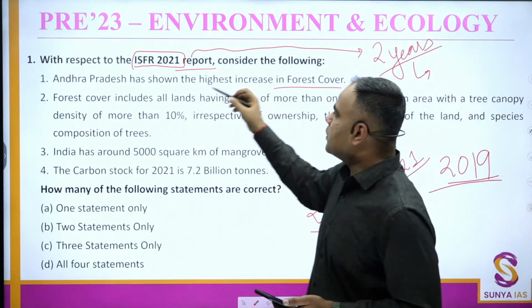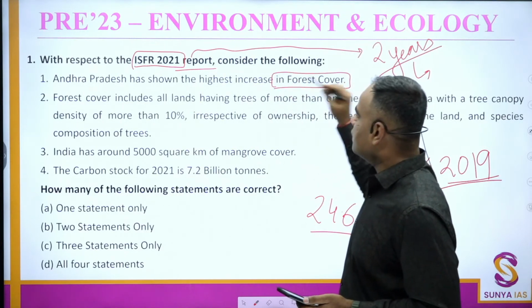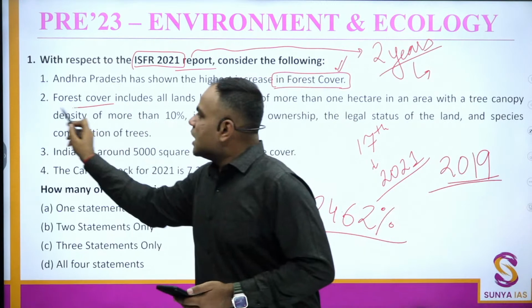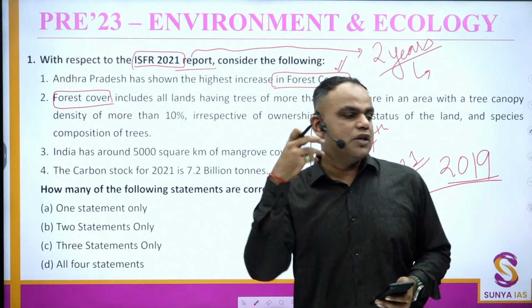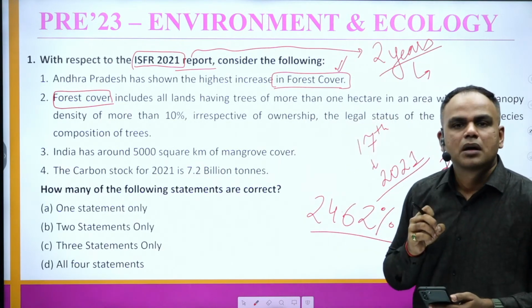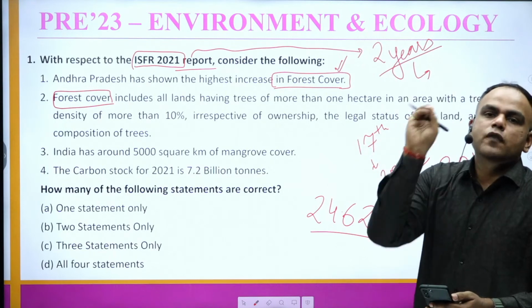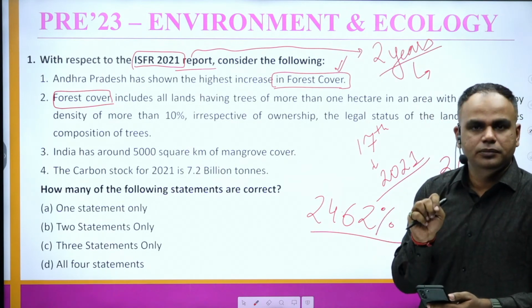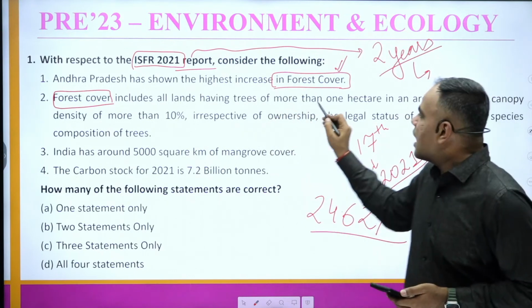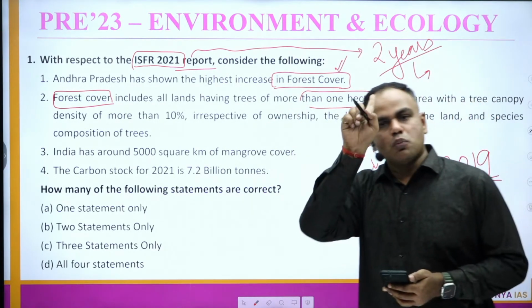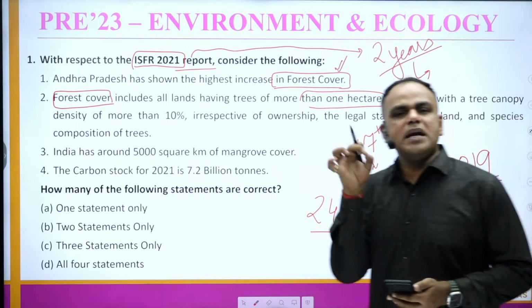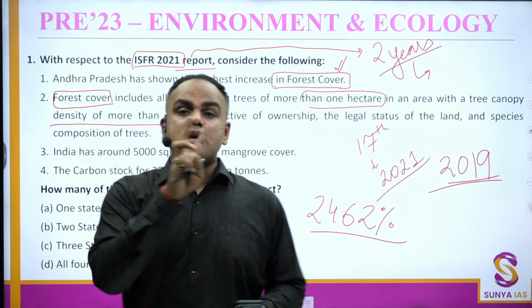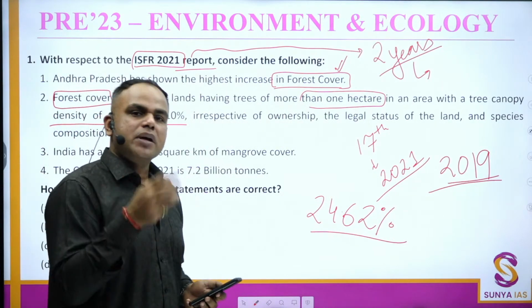First, Andhra Pradesh has shown the highest increase in forest cover. This part is true. The highest increase is shown in Andhra Pradesh. Now, a term is being asked, what is a forest cover? And again, a definition or curiosity should be in your mind. What is a forest? Because I use the term forest and tree. So forest cover as defined by the Ministry of Environment, Forest and Climate Change, there have to be two conditions which have to be fulfilled. Number one condition is lands having an area more than 1 hectare. And the second condition is that the canopy density should be greater than 10%. These two conditions have to be fulfilled for an area to be recognized as a forest.